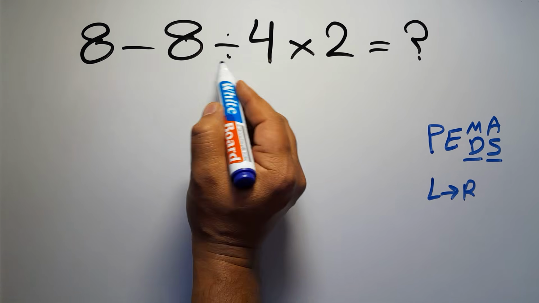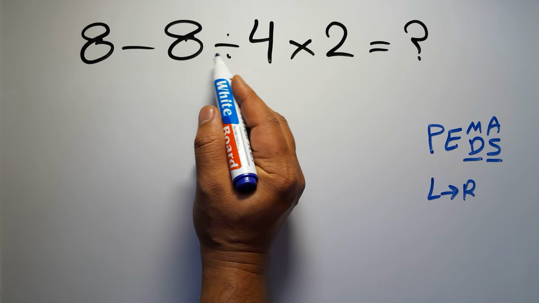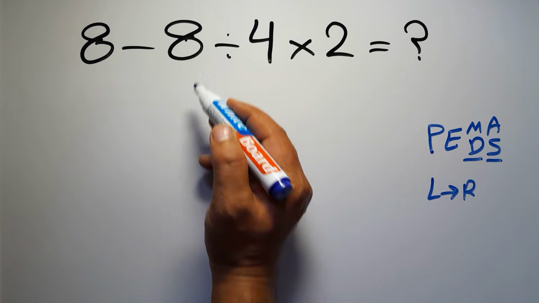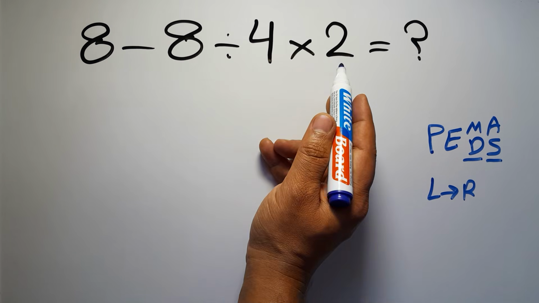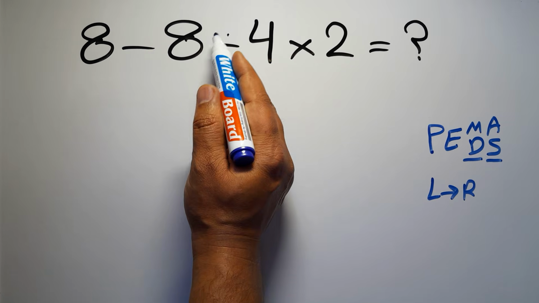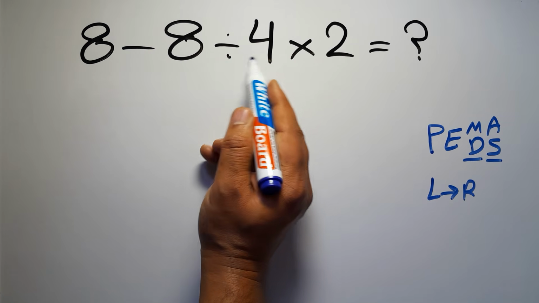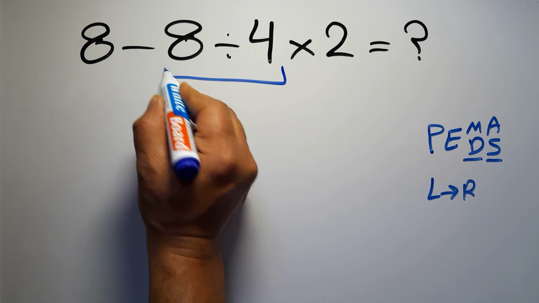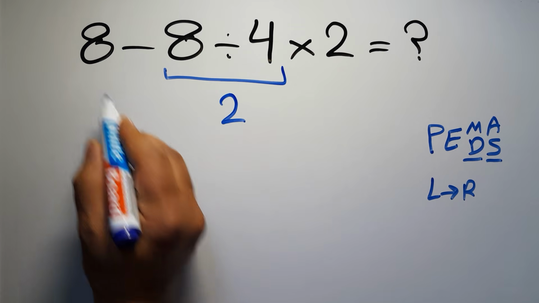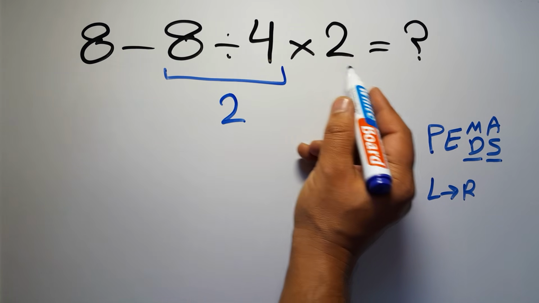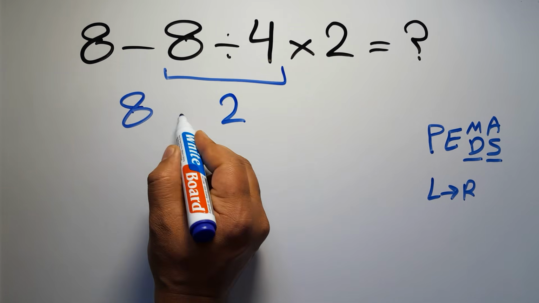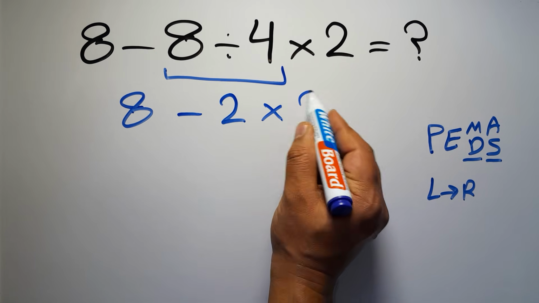So first we have to do this division, because multiplication and division have equal priority, and we have to work from left to right. So here first we have to do this division. 8 divided by 4 gives us 2. So we have 8 minus 2, then times 2.